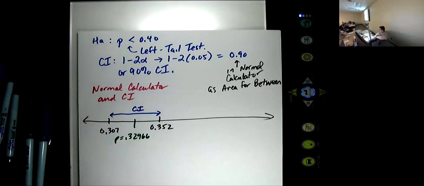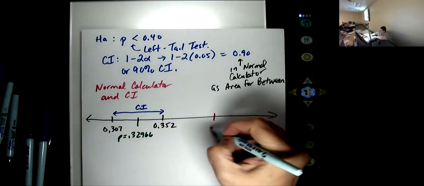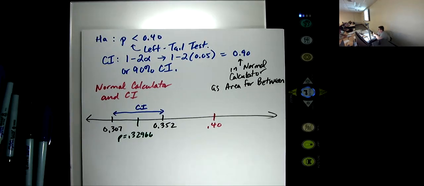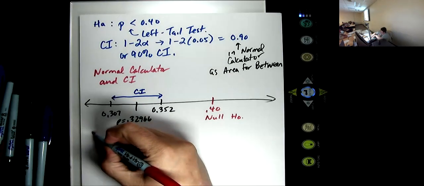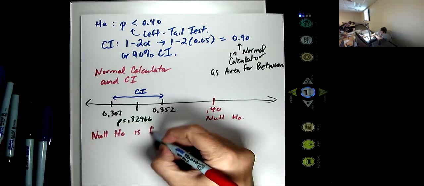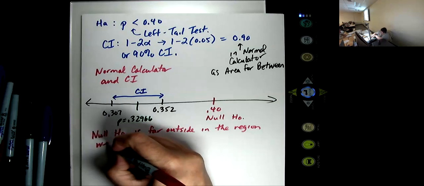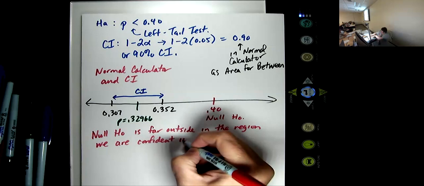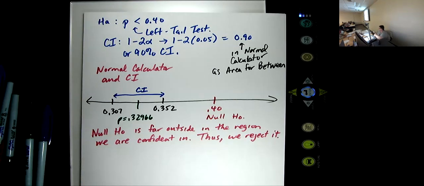Where is 40% on this graph? Where is 40% on this number line? Further to the right. It's quite a bit further to the right, isn't it? Yeah. 0.40 is way over here. This was our null hypothesis, and our null hypothesis is far outside the region we are confident in. Thus, we reject H naught. We reject it. In one of the examples we'll do today, it is not outside of it. We won't reject it, and we'll take a look at the confidence interval and see what happens there.